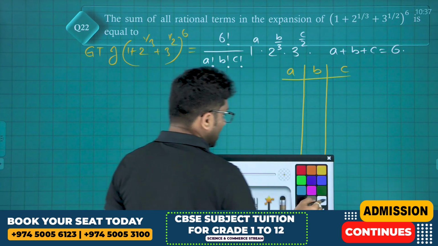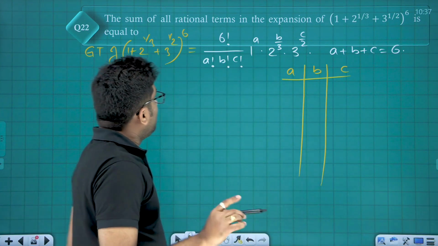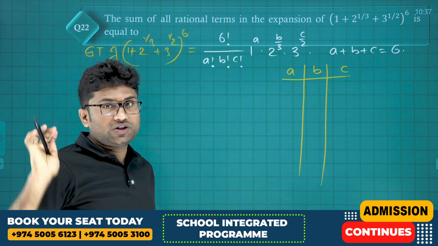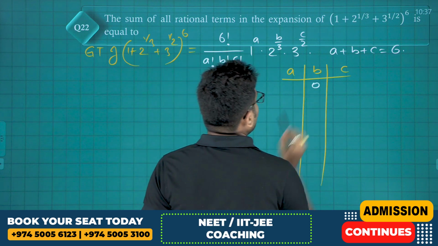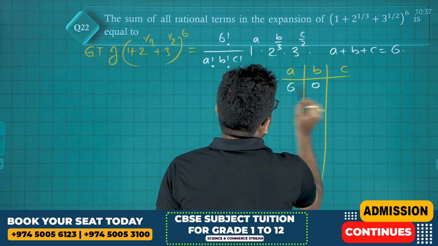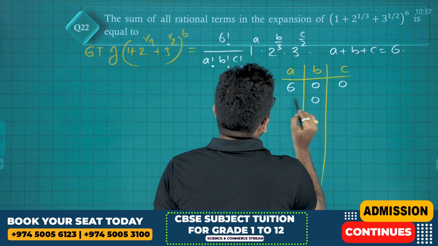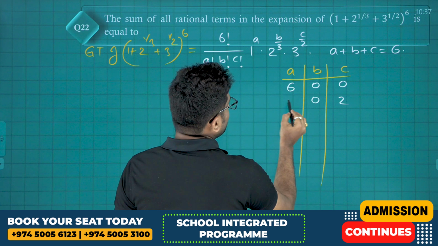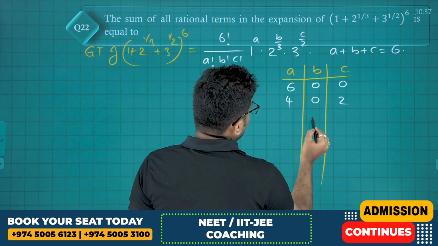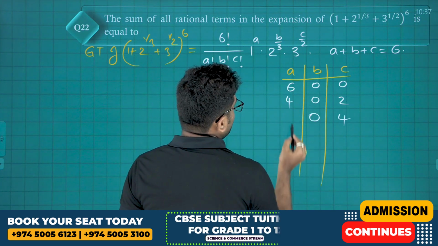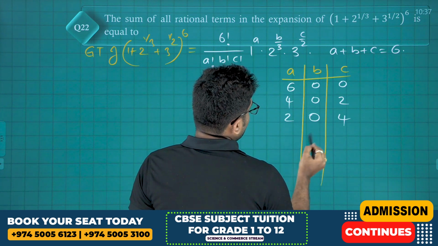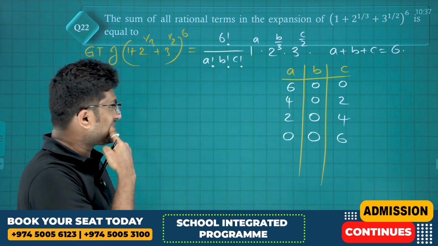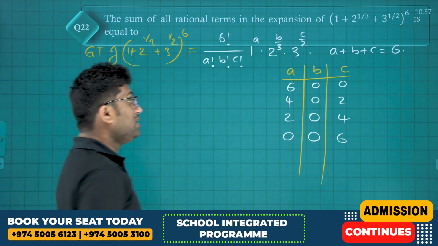Okay, we'll start. Now see, b by 3 should be an integer, so b should be a multiple of 3. First, if b takes 0, first case, a is 6 minus c. If b takes 0, c can take 0, then a is 6. Correct now? c can take 2, then a should be 4. c can take 4, then a should be 2. c can take 6, then a can be 0. These are all the cases with respect to b equal to 0.